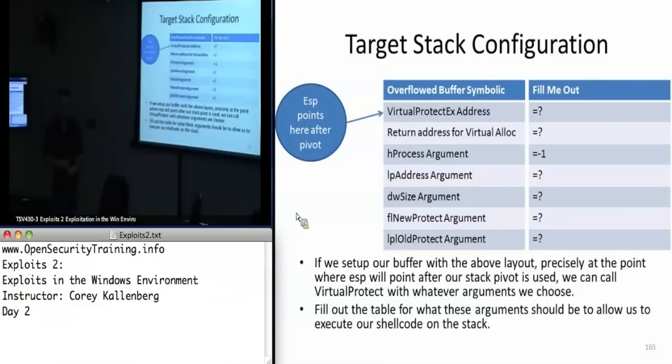Now, you could actually use VirtualProtect instead of VirtualProtectEx. The only difference between them is that VirtualProtectEx has this additional argument, the process argument. But we're just going to stick to VirtualProtectEx. That's what I had the slides for, but you can do it with VirtualProtect. With VirtualProtectEx, we have to tell it that we want to change the memory permissions for our process. So we put a negative one there. I just went ahead and told you guys that. Negative one just means use our own process as the process whose pages we want to modify.